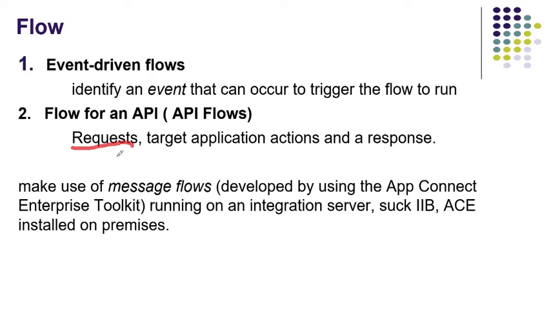When the request is submitted, the target application performs its action. Once the action is performed, the flow will return a response. Either it will confirm that the action was successful, or return the data that was requested. That is what's called the API flow. So an API flow contains a request, the target application actions, and a response.